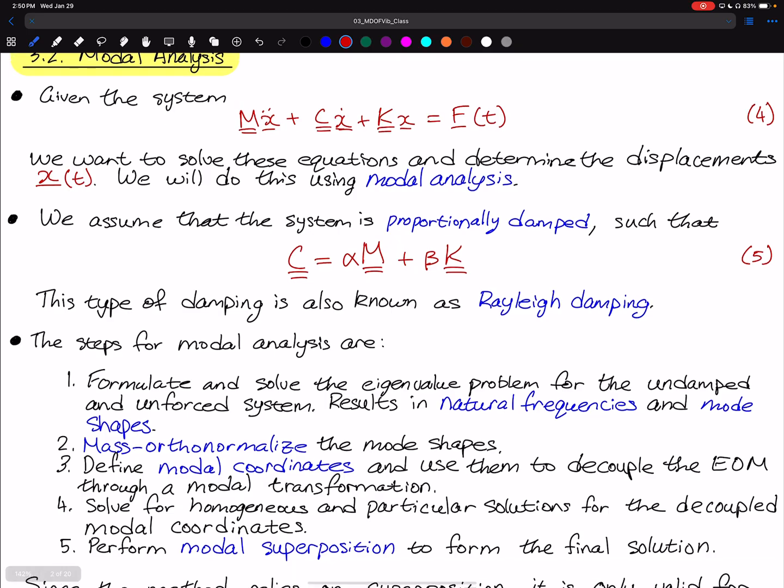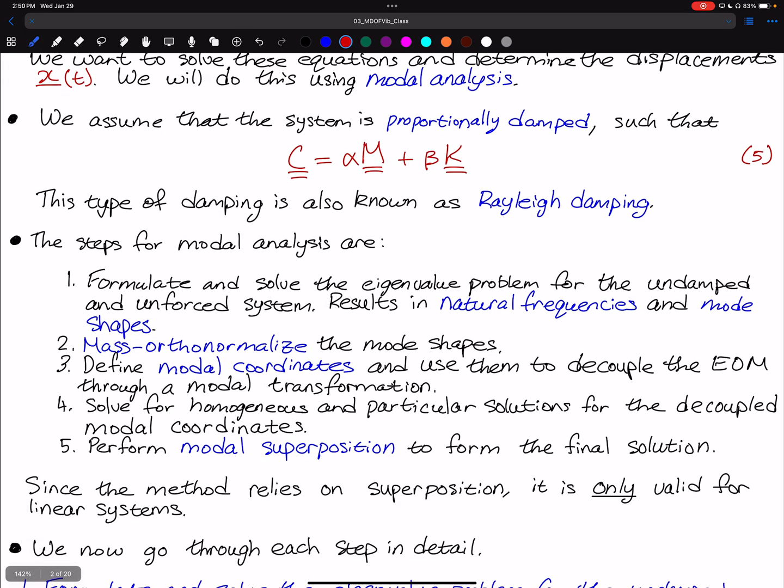Okay, so we're just going to list out what the steps for modal analysis are, and then we're going to go through each step in detail, and when we do the example, we'll apply each step in detail as well, because there's a lot to it. All right, so first, we're going to formulate and solve an eigenvalue problem for the undamped and unforced system. So we're going to ignore the forcing, ignore the damping, and focus on the undamped underlying system.